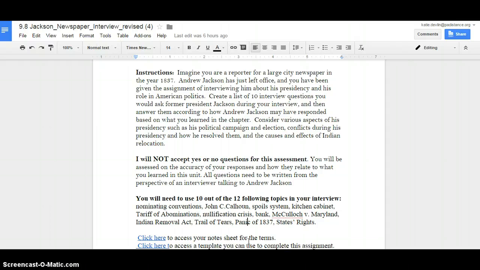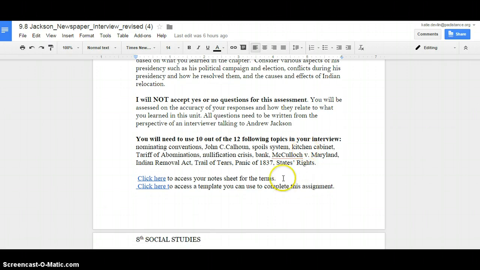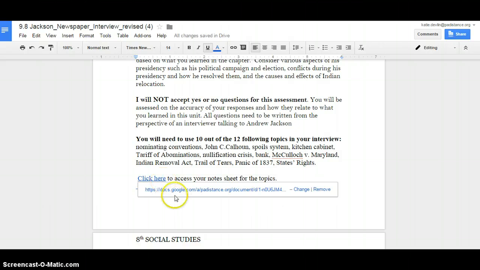So, if you look at my next little section here, it says click here to access your note sheet for the terms. We're going to change that to topics. And click here to access a template you can use to complete the assignment. Let's take a look at the note sheet.